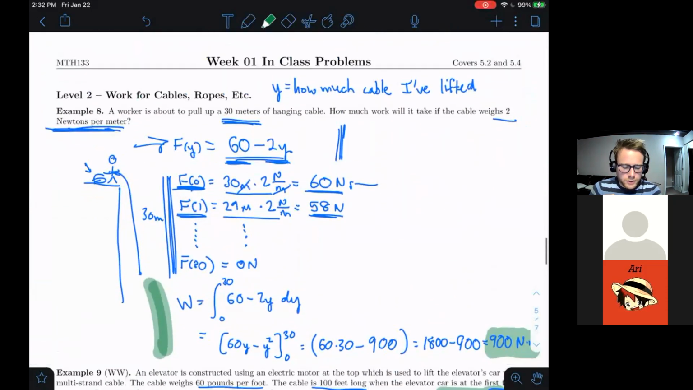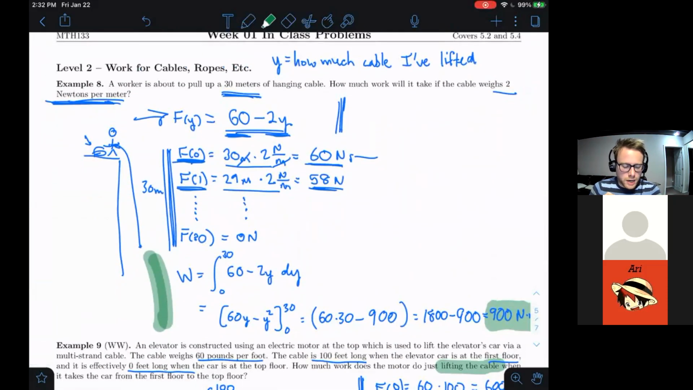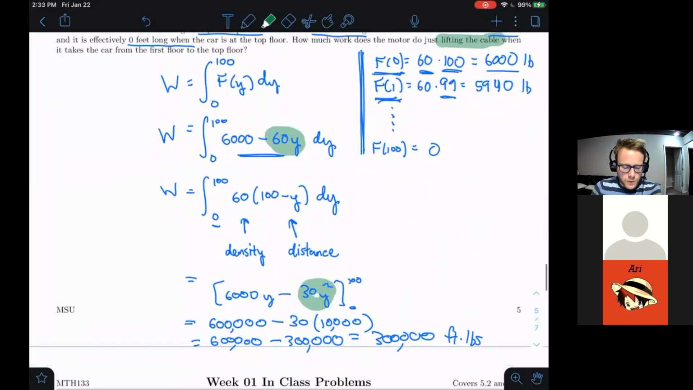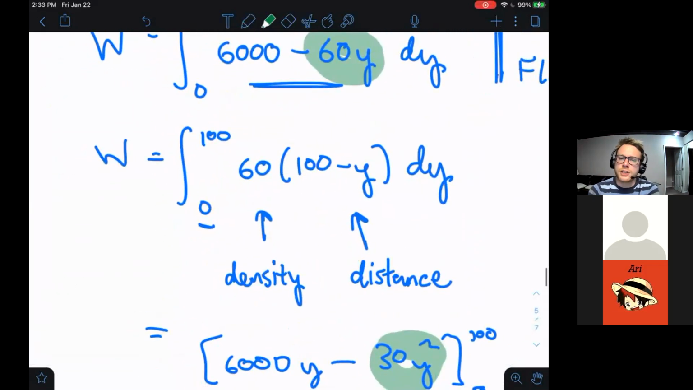Yeah, this is very similar to what the other person brought up for example number 8. Yes, if you set your variables differently, instead of how much cable I've lifted, maybe how much cable is remaining, then the force function is different. And yes, that also will work out. But by choosing to do it this way, we can see that there's a connection with the liquid pumping problems, which are more complicated problems. That's what I wanted to reinforce here. So it's more intuitive to do it that way for future progress.